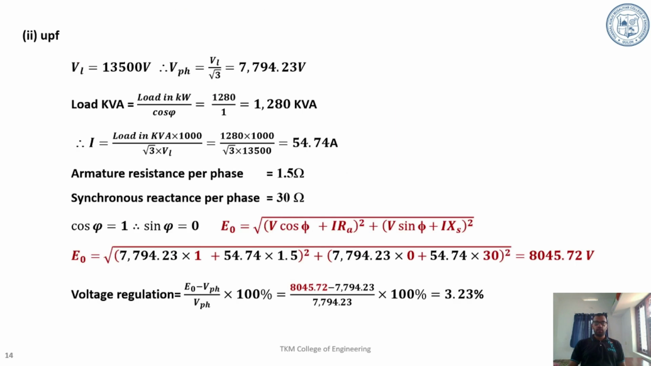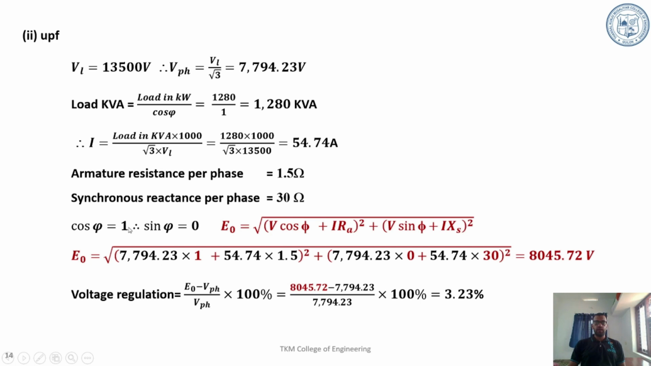Now let's consider unity power factor condition. Line value of voltage and phase value won't change. Since the power factor is unity, load kVA will change and it is coming as 1280 kVA. So armature current also will change. Armature current is coming as 54.74 ampere. Armature resistance and synchronous reactance are the same, 1.5 ohm and 30 ohm respectively.